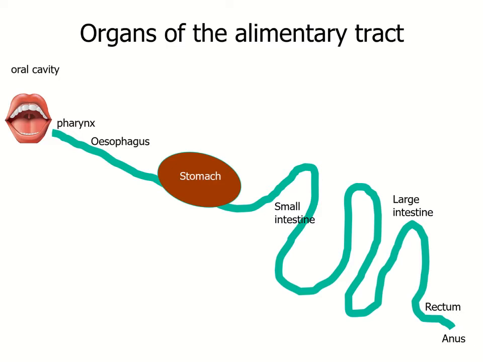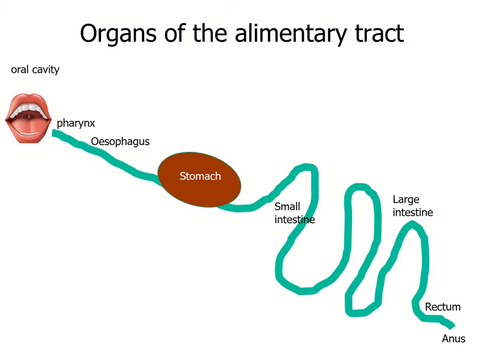Organs of the alimentary tract. As I said before, the food is ingested into the oral cavity. Inside the oral cavity, food is fragmented by chewing. The fragmented food is mixed with saliva with the help of the tongue, and the food bolus is formed. The swallowed food bolus enters the pharynx and from there the esophagus, and the food bolus is taken towards the stomach by peristaltic movements of the esophagus.